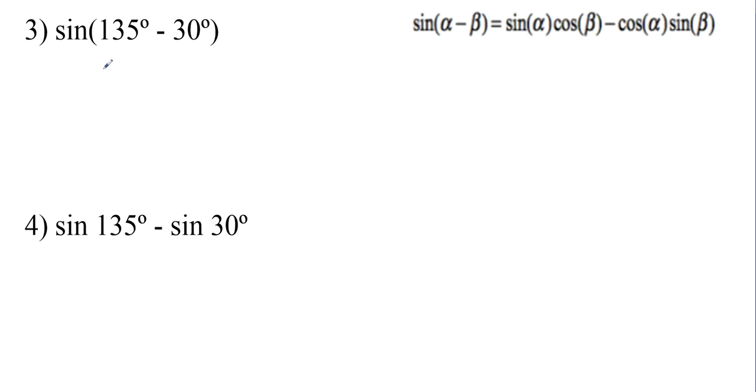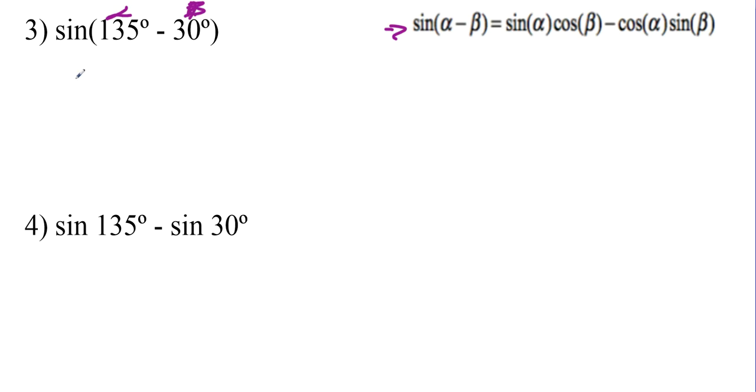So 3, sine 135 to third minus 30. Well, here, if you look on your cheat sheet, this is going to be your formula. And this is going to be your alpha, and this is going to be your beta. All right, you're just going to plug them in. So let's go ahead and do that.